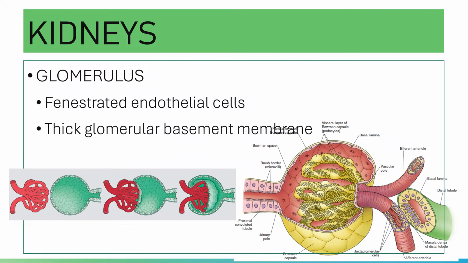Since it is an endothelium, there is a basement membrane. The basement membrane of your glomerulus is thick. The glomerular basement membrane is thick, and it is 300 to 360 nanometers in thickness. Accordingly, they form the thickest filtration barrier between the blood and the capsular space. Okay, there is a thick basement membrane.